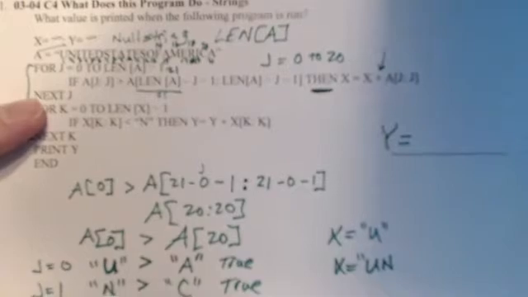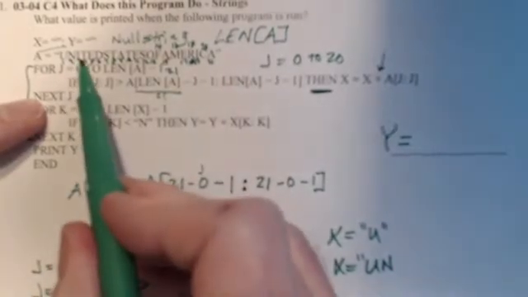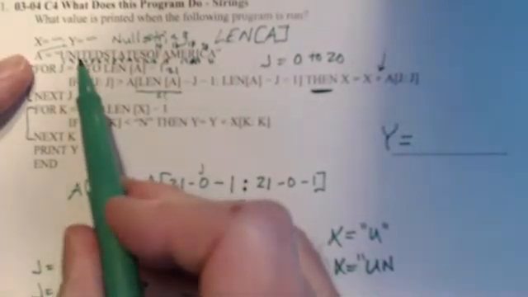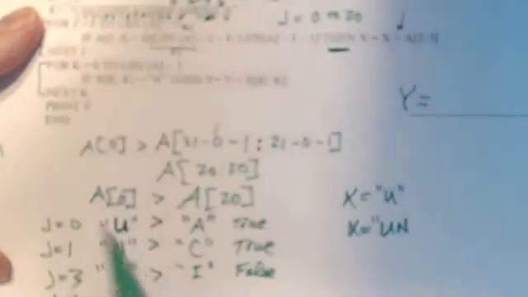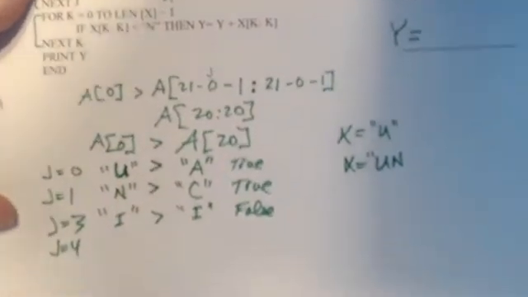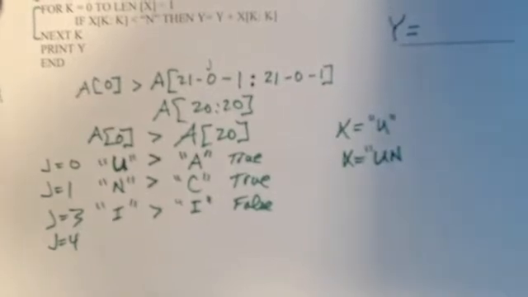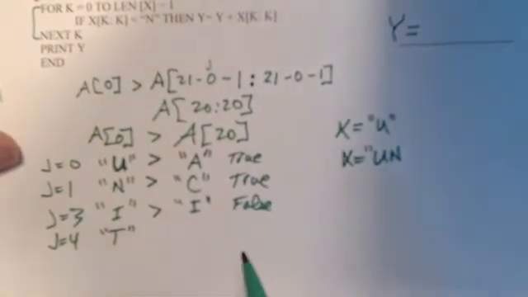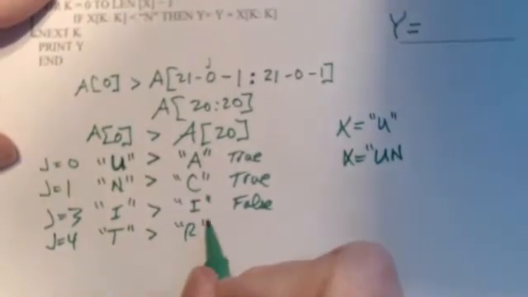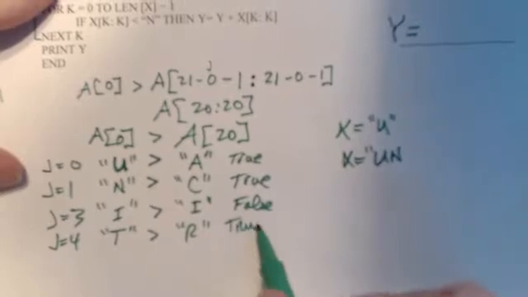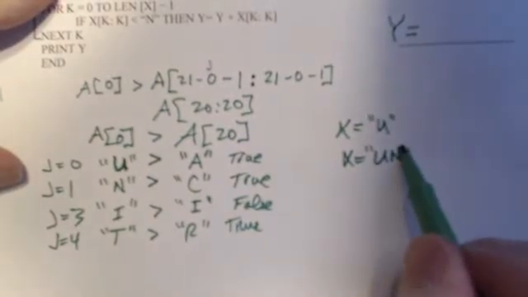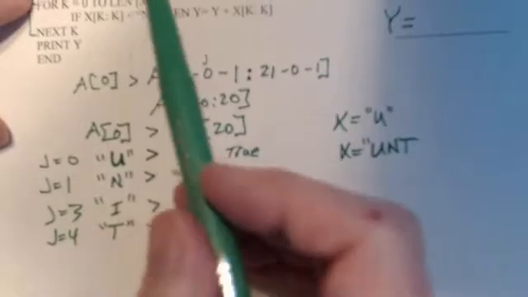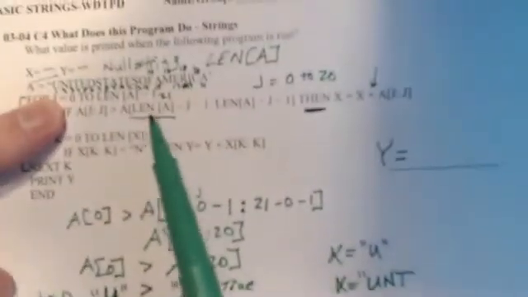And so for j equal 4, we compare the fourth character, which is a T, to the fourth from the right character, which is an R. And that one is true. So we now have UNT, okay?